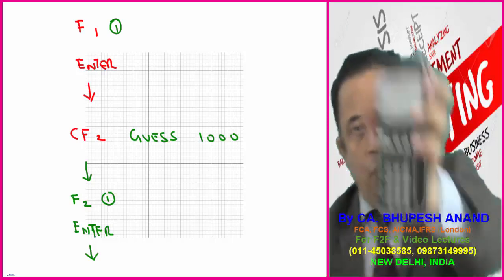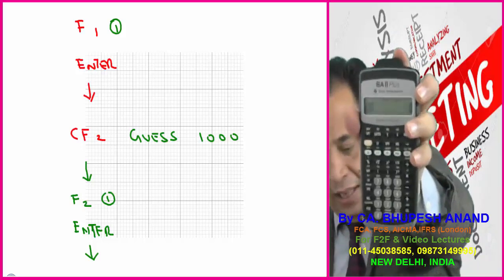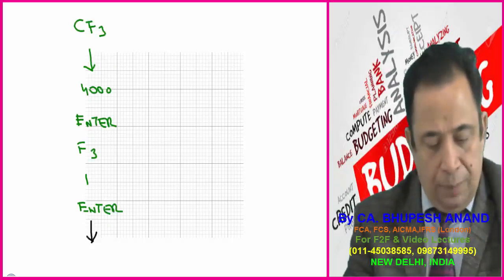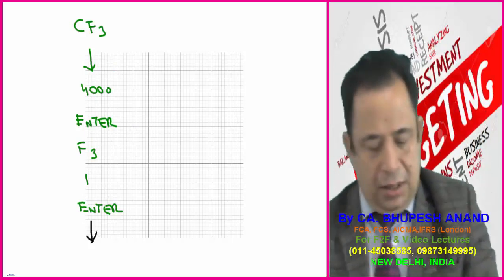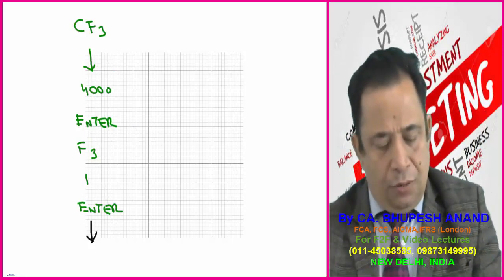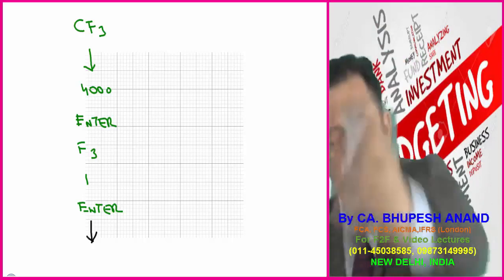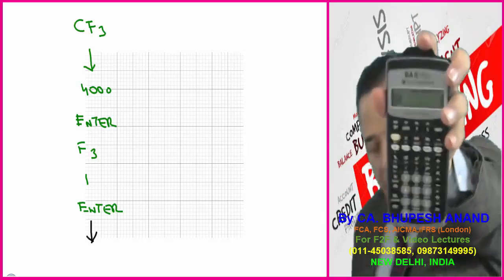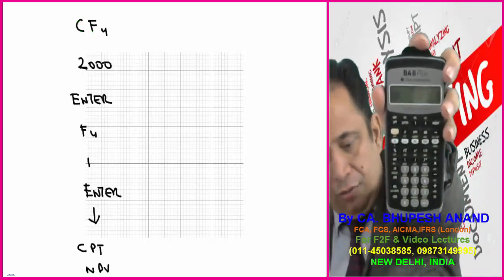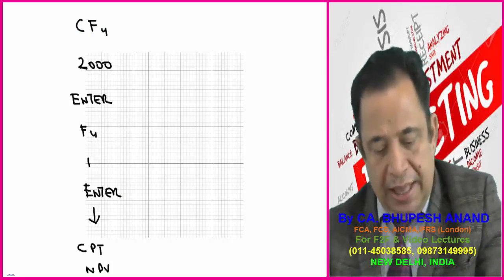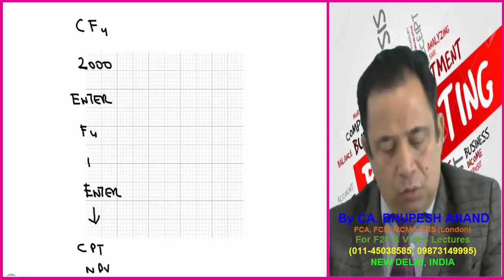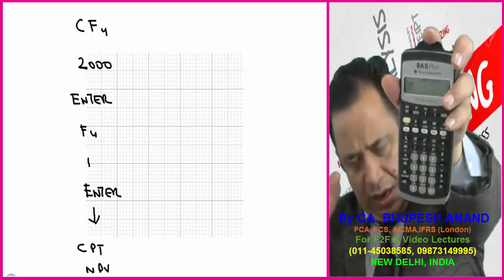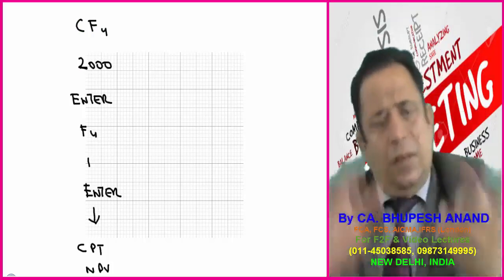Enter, downward arrow. Now it is coming as C03, that is cash flow for the third year, and cash flow for the third year is 4000. Enter, downward arrow, frequency 1, downward arrow. Now it is showing cash flow 4, cash flow for the fourth year, 2000. Enter, downward arrow, frequency 1, downward arrow. Now there is no fifth year. I have wrongly pressed the downward arrow. So I have written all the figures.